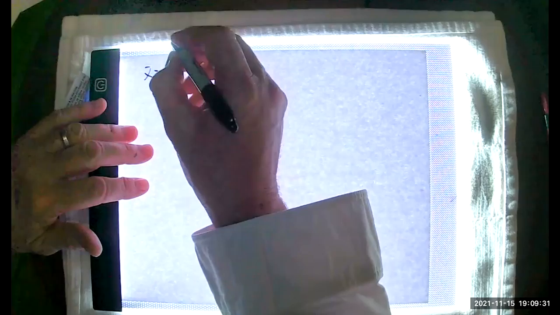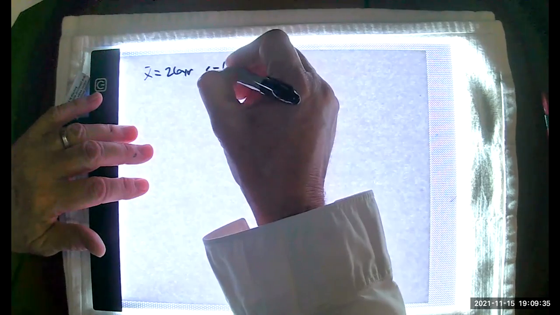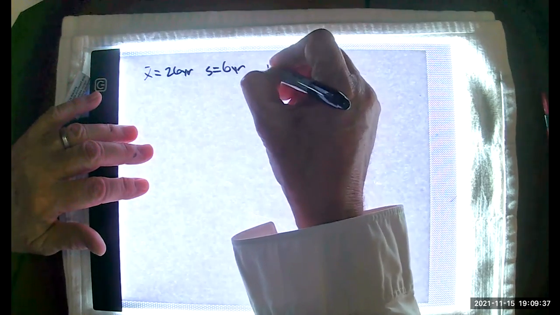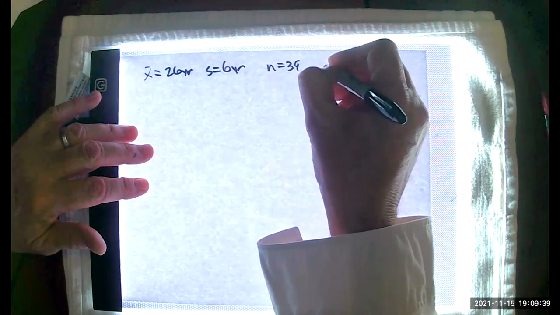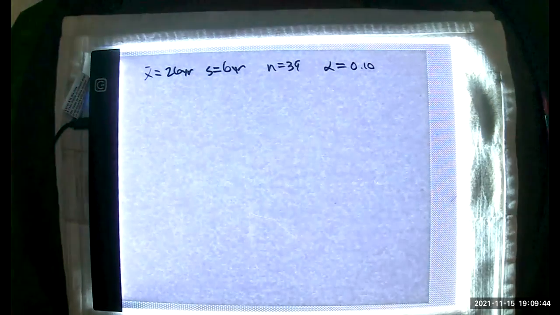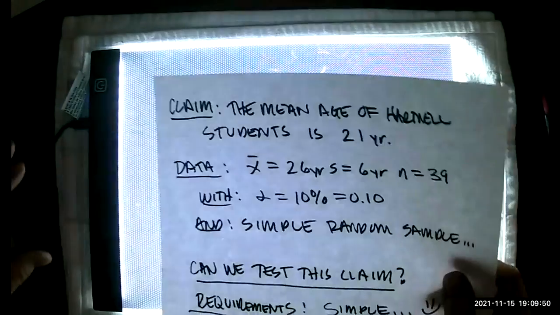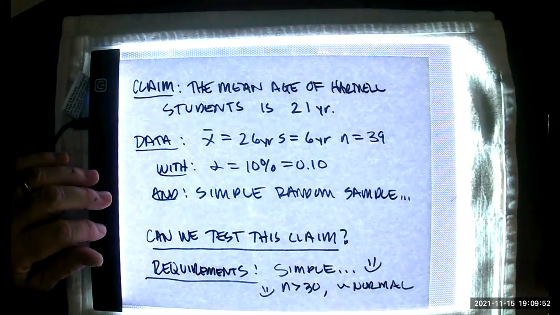Difference between a handsaw and a buzzsaw, I suppose. So let me note that. X bar is equal to 26 years. S is equal to 6 years. N is equal to 39. Alpha is 0.10. All right. Let me bring the one sheet back here. I need to grab one more thing off of this statement page, and then we can go on.